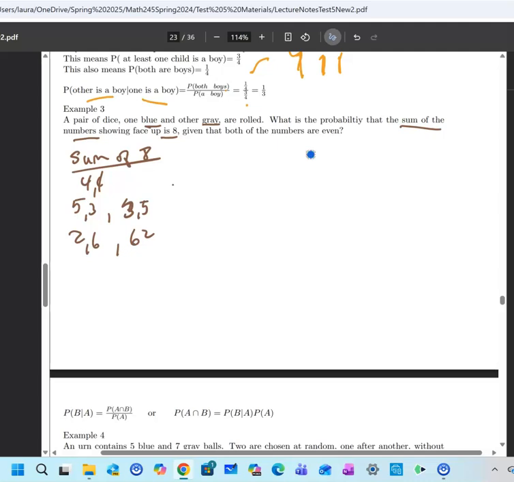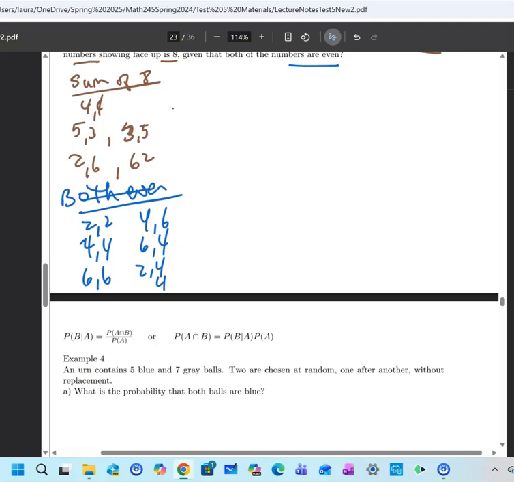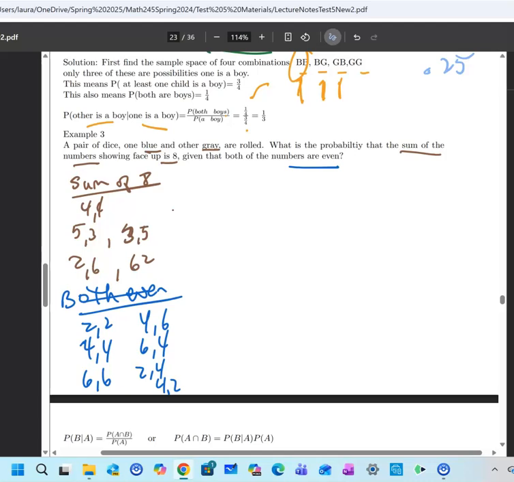What else are they asking me to contrast with? Both numbers are even. It doesn't matter what they add up to. So: 2 and 2, 4 and 4, 6 and 6, 4 and 6, 6 and 4, 2 and 4, 4 and 2. Now let's look at what we're trying to solve for. I want the probability that the sum is 8, given that they're both even.